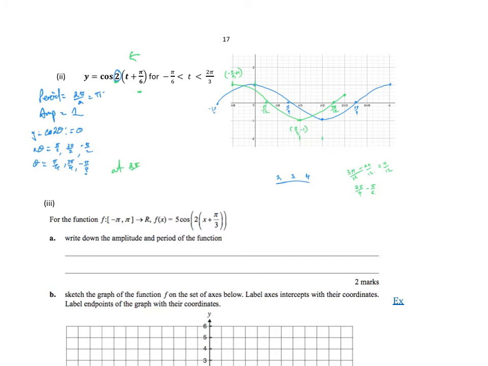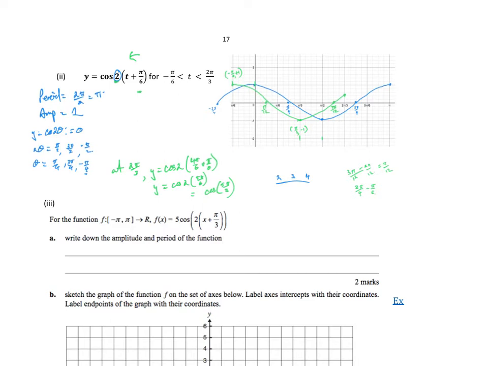So what is y at 2 pi on 3? y equals cos of 2 times 2 pi on 3, so we'll call it 4 on 6 plus pi on 6. So y is equal to cosine of 2 times 5 pi on 6, which is 10 on 6, which is 5 pi on 3. So that's equal to cos of 5 pi on 3. So my main angle is pi on 3. Cos of pi on 3 is a half.